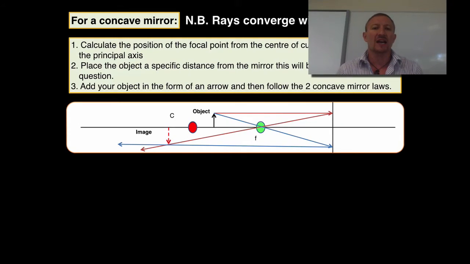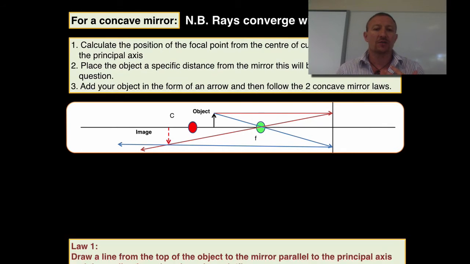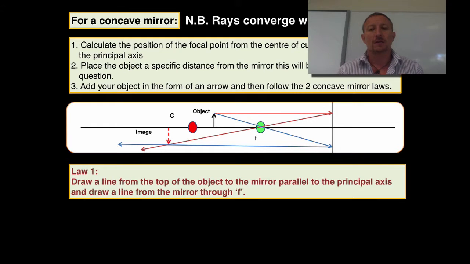Now, the two concave mirror laws, as you can see in the diagram, are shown as follows. The first law is looking at the red lines. So you can see the object there, the black arrow, and the first line goes parallel with the principal axis. It hits the mirror and then comes back through the focal point. So you draw parallel with the principal axis, then it hits the mirror, and from that point you line it up with the focal point and draw a straight line. So that's the first one.